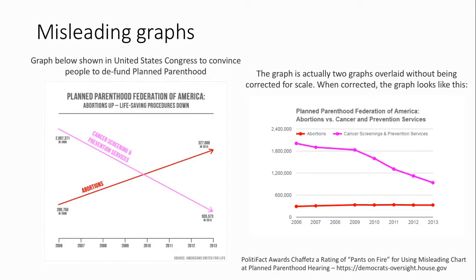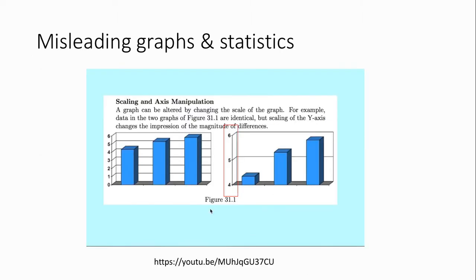However, if you look at the numbers, they're really not that much different. They're using two different y-axes here, and they overlaid the two graphs without using the correct scale. When the correct scale is used, it shows that the rate of abortions has been fairly flat since 2006, whereas cancer screenings have gone down over time, but it's not the same relationship. So this is falsifying data, but I guess in Congress they can do that to make their point, and people just take them at face value.